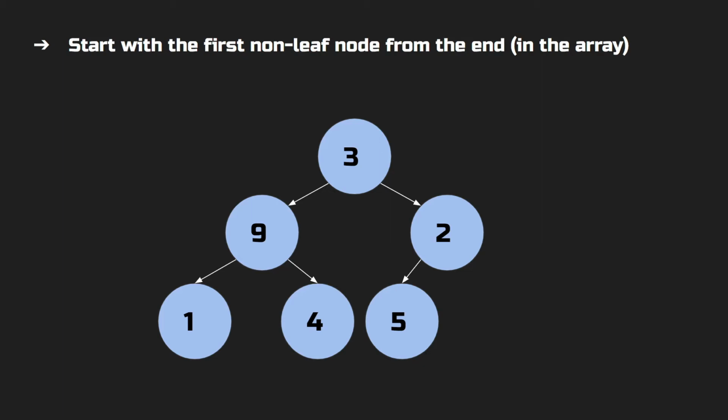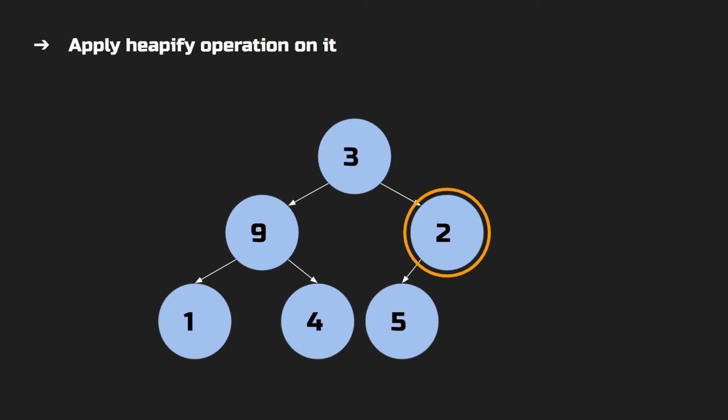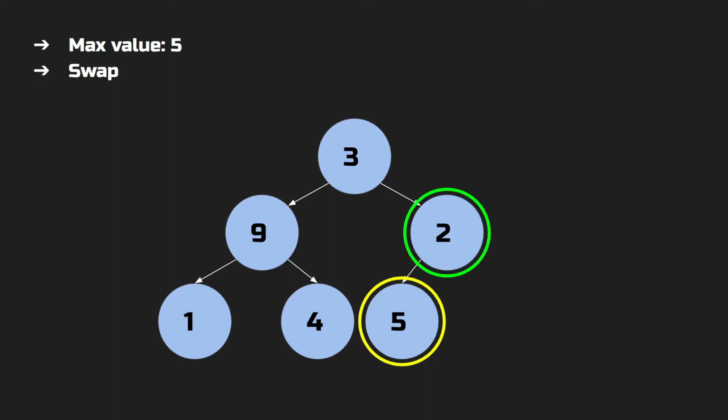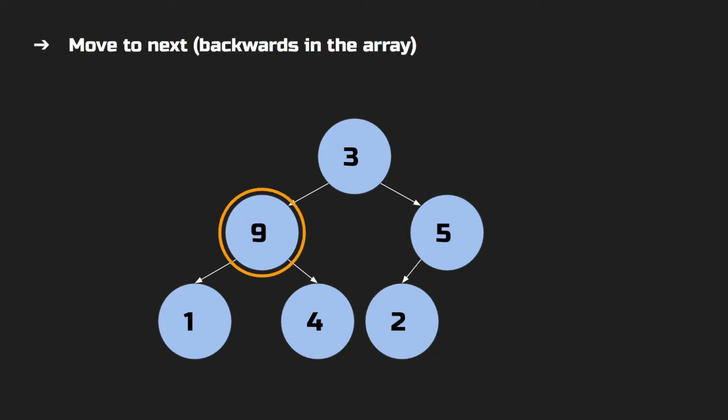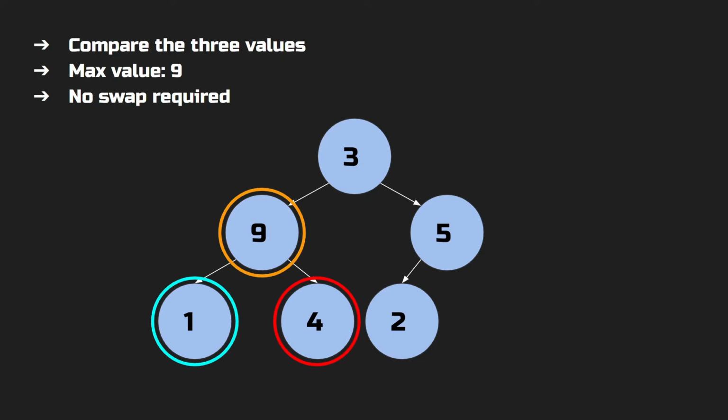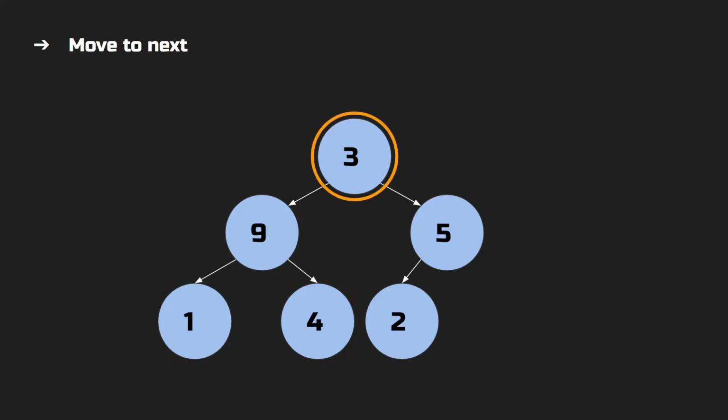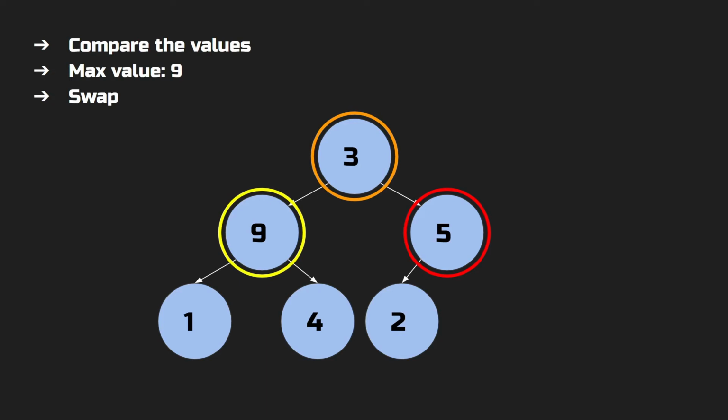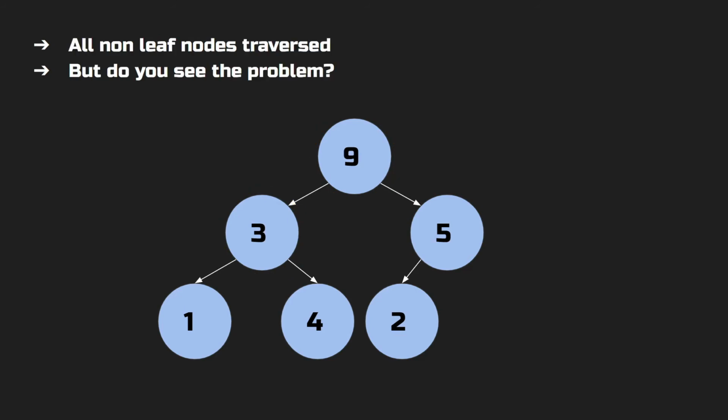We will start with the first non-leaf node from the end, and we are talking about the array here. So the first non-leaf node will be 2. We will apply heapify operation on it. The max value is 5, so we need to swap. We'll move to the next. Compare the three values. The maximum value is 9, so we will not swap because 9 is the parent itself. Move to the next. Compare the values. The maximum value is 9, so we will swap here 3 and 9, and the swap is done.